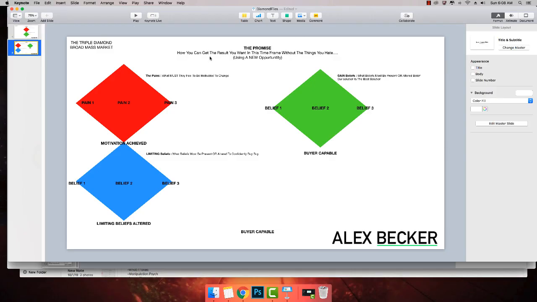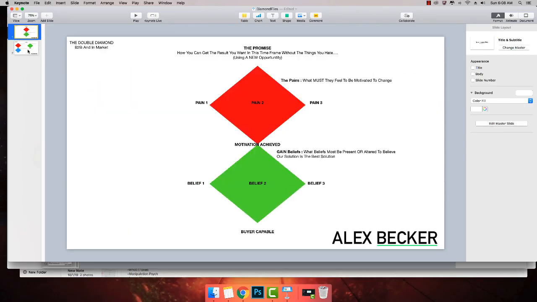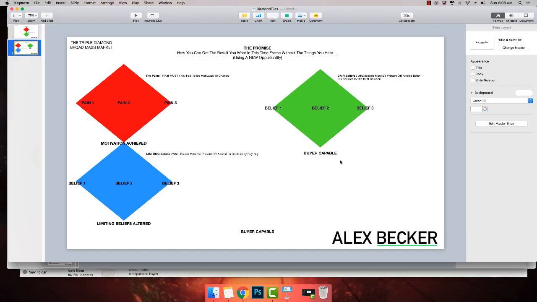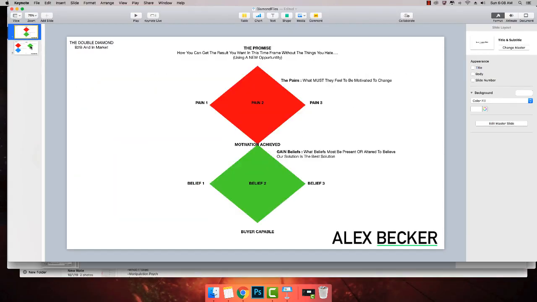So the promise: how you can get the result you want in this time frame without the things you hate, using a new opportunity. The promise at HCOM: how you can make money very quickly without any tech skills or experience using something that used to be only limited to Walmart and IKEA. There we go. That's the thing that drives them through the entire funnel. Remember these promises. This is the bait that gets them all the way to here.